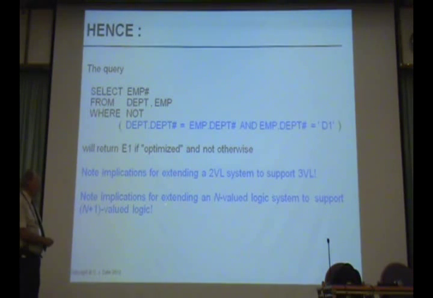Note more generally the implications for extending an n-value logic system to support n plus one value logic. So you have these problems when you go from two value logic to three. You have them again when you go from three to four, and again from four to five. As a matter of fact, the higher up you go, the fewer and fewer transformations you can make. Just as an aside, the higher the logic, the less optimizable the system is. That's kind of interesting too. Nulls interfere with optimizing.